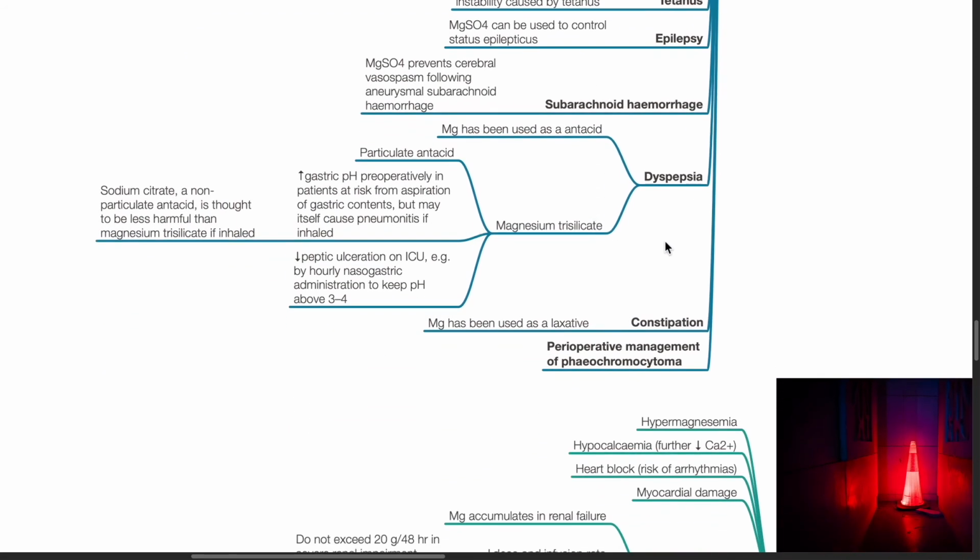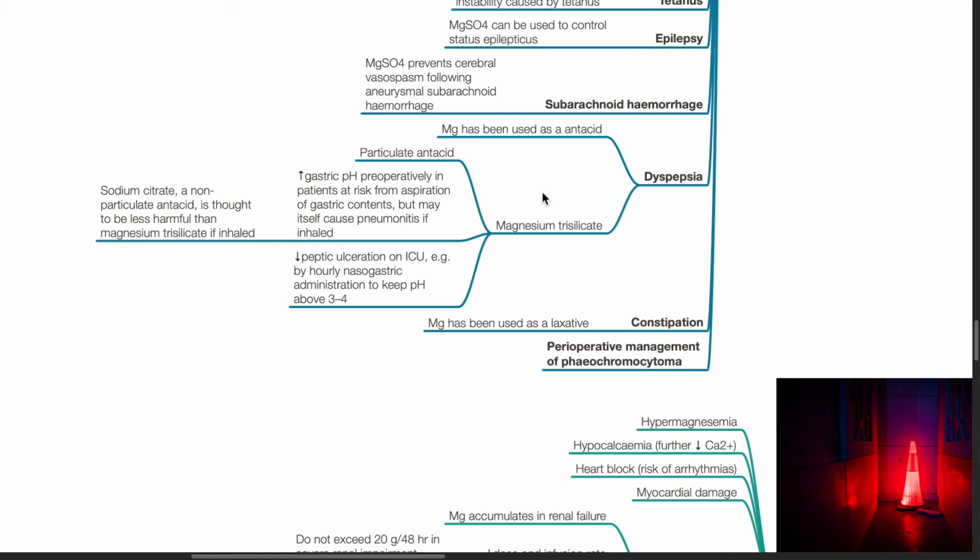Magnesium has been used as an antacid. Magnesium trisilicate is a particulate antacid. It has been used to increase gastric pH preoperatively in patients at risk from aspiration of gastric contents, but may itself cause pneumonitis if inhaled. Sodium citrate, a non-particulate antacid, is thought to be less harmful than magnesium trisilicate if inhaled.